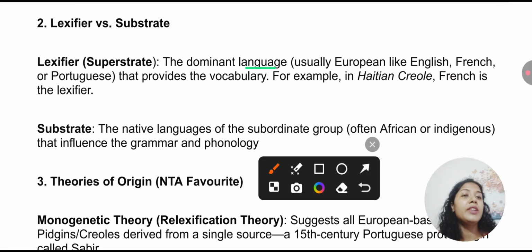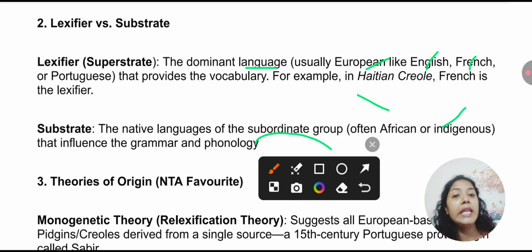Lexifier, the dominant language, usually European, like English, French, or Portuguese. These are the lexifier, or the dominant language native speakers, that provides the vocabulary. For example, in Haitian Creole, French is the lexifier. Similarly, English was initially a dialect, but later it became a complete language. So how there was a change in the linguistic work, and the major role was played by Geoffrey Chaucer. Substrate is the native language of the subordinate group, often African and indigenous, that influences the grammar and phonology.